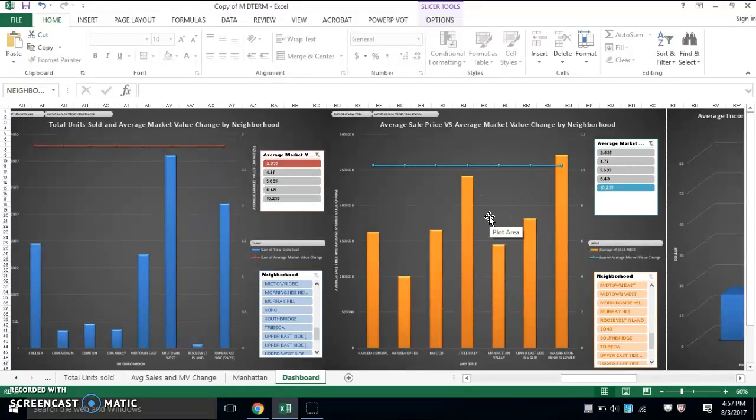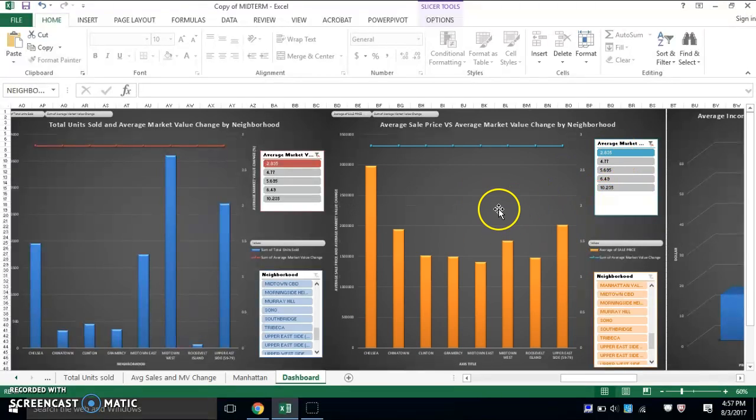In some of these more up-and-coming areas like Little Italy, you can see that your average sales price is pretty high compared to the market value change. And if you click on a lower area, like so here, you can see that the average sales price for some of these areas like Midtown East, Roosevelt Island, and Midtown West, these might be some of the best areas to buy your business, because when you're signing a lease, you're only forecasting maybe the next 2 years.